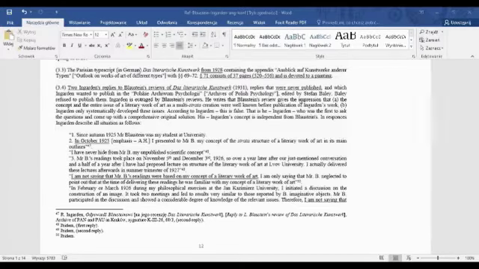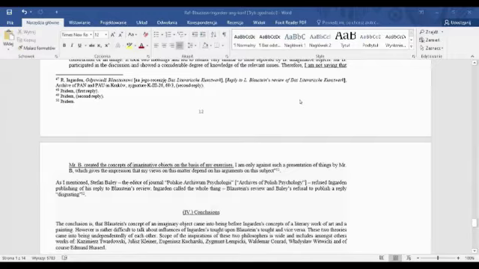Therefore, I'm not saying that Mr. B created the concepts of imaginative objects on the basis of my exercises. I'm only against such a presentation of things by Mr. B, which gives the impression that my views on this matter depend on his arguments on this subject. As I mentioned, Stefan Balej, the editor of journal Polskie Archiwum Psychologii, Archives of Polish Psychology, refused Ingarden publishing of his reply to Blaustein's review.